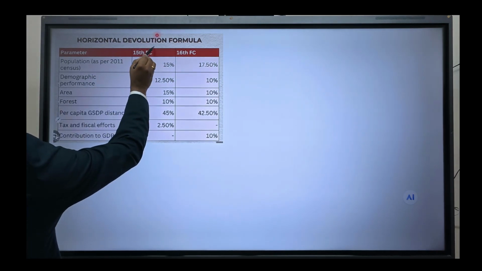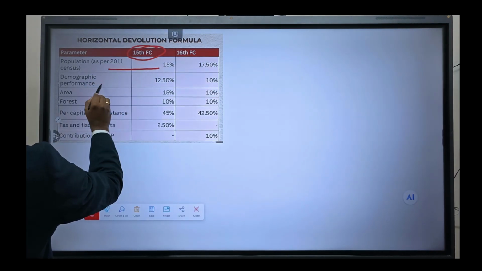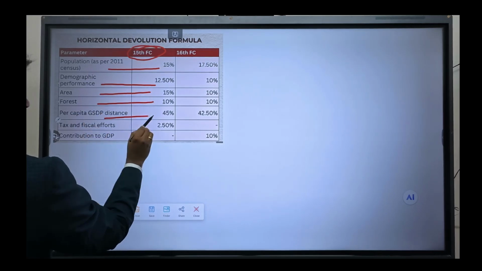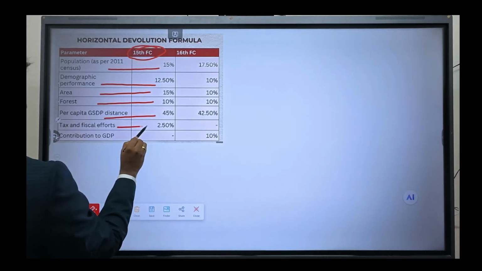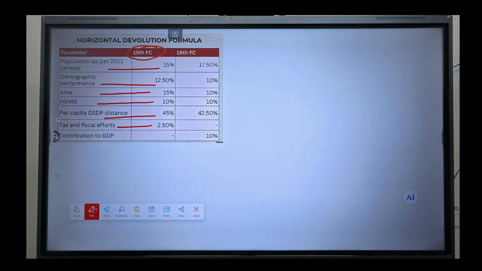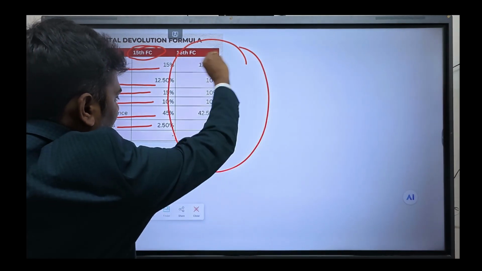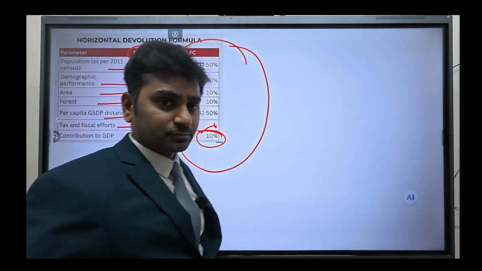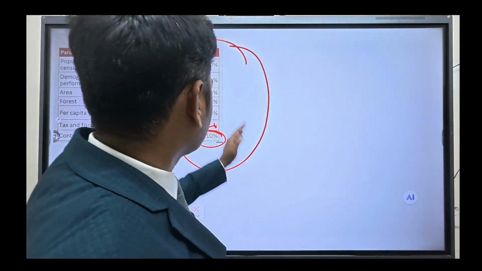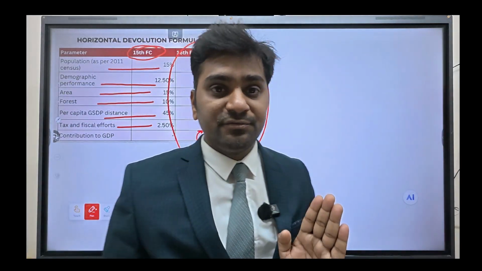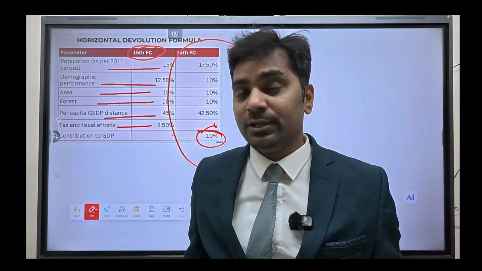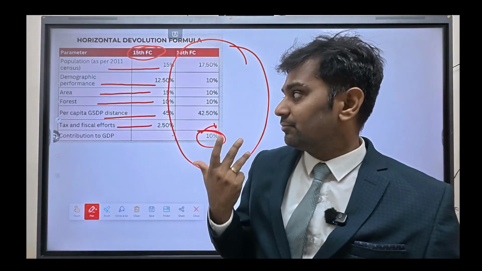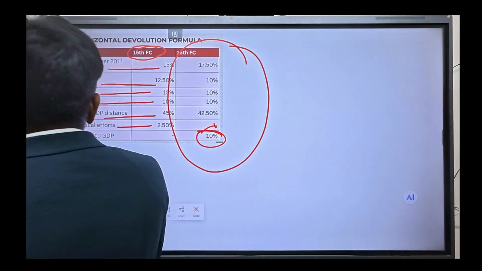The 15th Finance Commission used the criteria of population, demographic performance, area, forest, per capita GSDP, income distance, tax and fiscal efforts. The 16th Finance Commission, the latest one, has removed this and added GSDP contribution to GDP. So this is important. The 16th Finance Commission removed tax and fiscal efforts and started adding contribution to GDP. But for the 15th Finance Commission, you have population, demographic performance, area, forest, per capita GSDP, and tax and fiscal efforts.